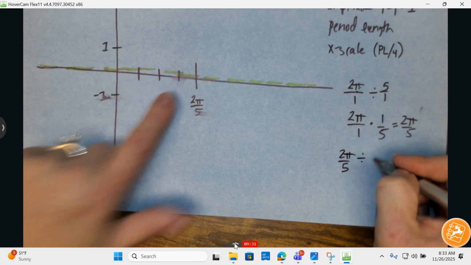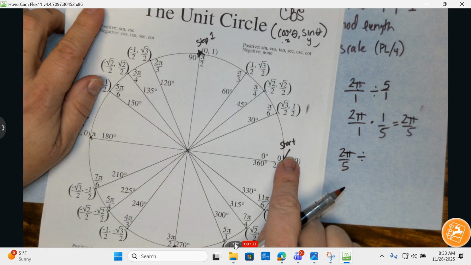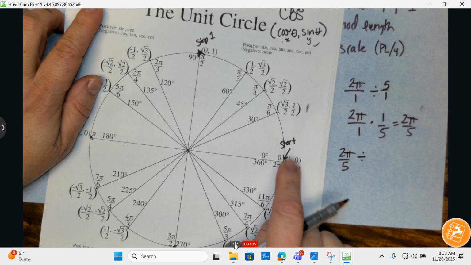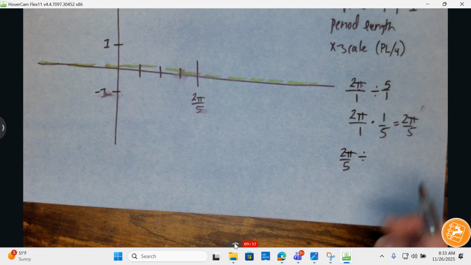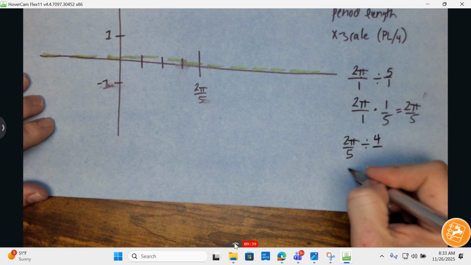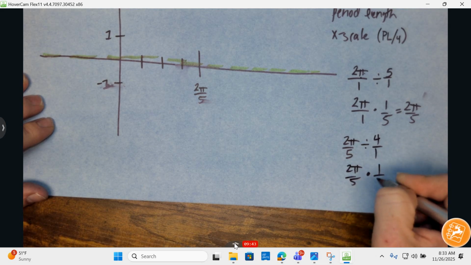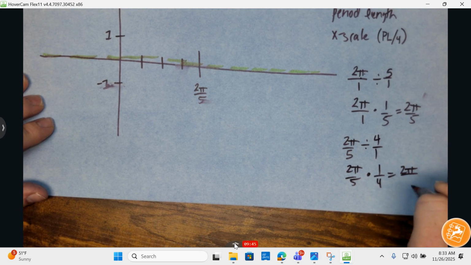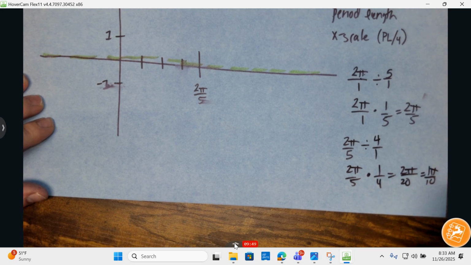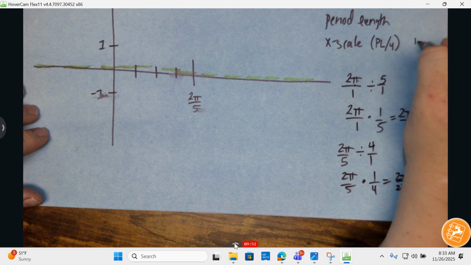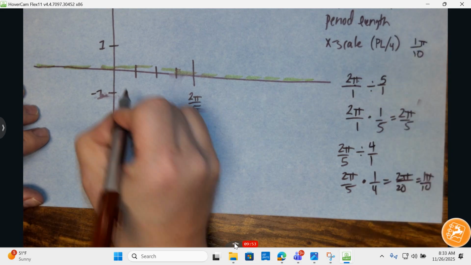Why? Because there's 4 equal steps in both sine and cosine. 1, 2, 3, and 4. Okay, I'm going to divide this by 4. Remember, same thing. We keep, change, and flip, and end up with 2 pi over 20, which reduces to 1 pi over 10. Okay, so this is 1 pi over 10.